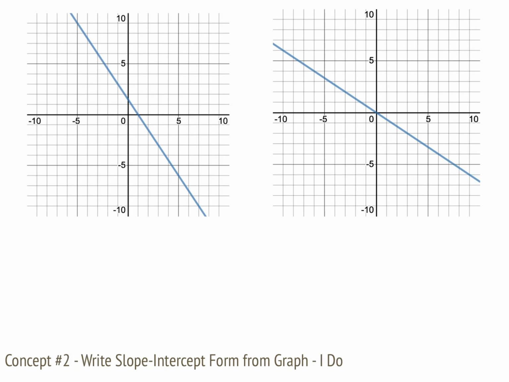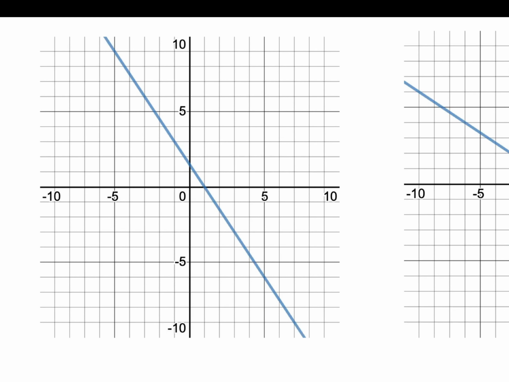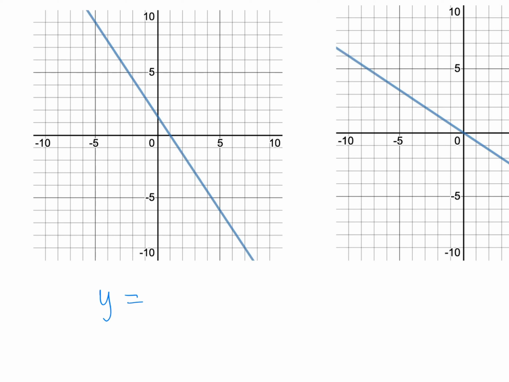Okay, concept 2. We're going to write slope-intercept form from a graph, okay? Now, when you look at this graph, or when you look at a slope-intercept form equation, we had two things, right? We had y equals mx plus b, but we only cared about the m and the b when we went to graph it. Well, it's the same thing here. We're going to extract that m and b data directly from the graph.